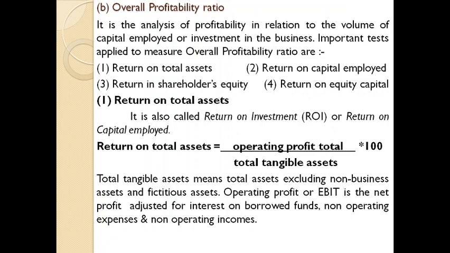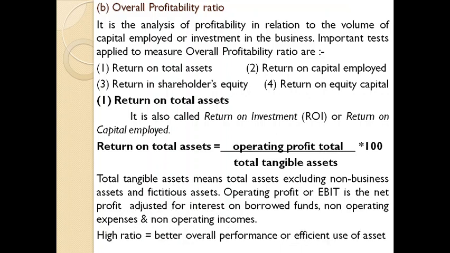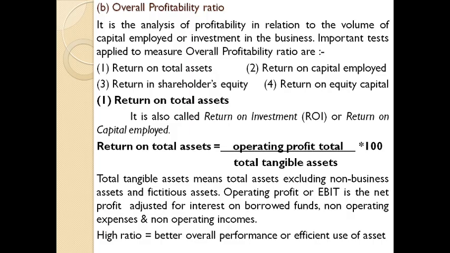Next, the numerator used in the ratio is operating profit, which, as we all know, is net profit adjusted for interest on borrowed funds, non-operating expenses and non-operating incomes. A higher ratio implies that the organization is having a better overall performance and efficient use of total assets. The lower ratio is just the opposite of the higher ratio concept. So remember, whenever you get a higher ratio, give an interpretation like that. Otherwise, vice versa.